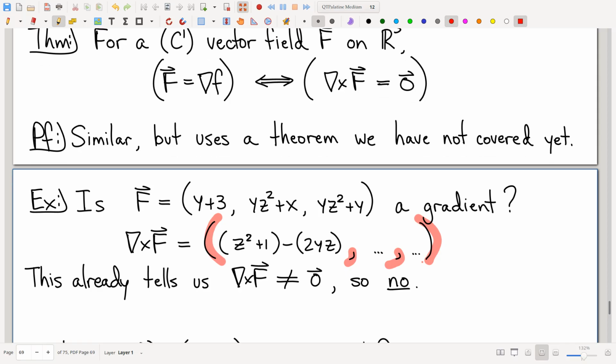And wait a second, as I started computing this curl, here was my first coordinate of the curl, and I claim we're done. It's already revealed itself not to be 0.